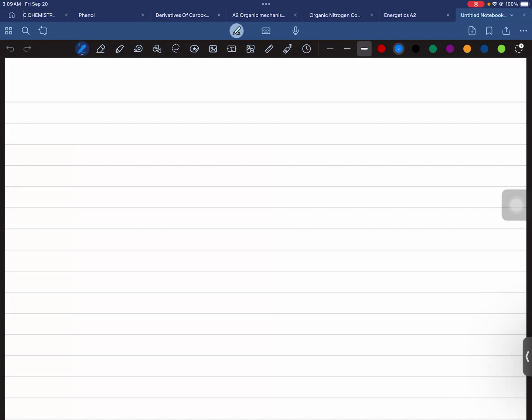We are starting elements, compounds, and mixtures. Hopefully you have discussed this. Basically, this is a very basic topic. Substance is a general term which is used for element, compound, or mixture. We are going to classify a substance into three categories: element, then compound, and then mixture.